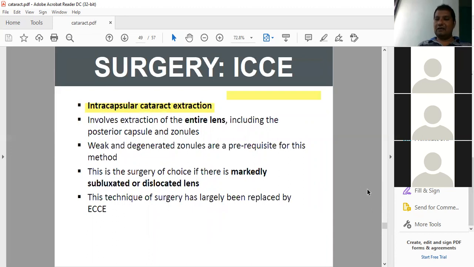This ICCE is obsolete. So now we'll stop talking about surgery here. What we will do instead is, we have now taken a decision to operate on the patient. So how do we proceed?